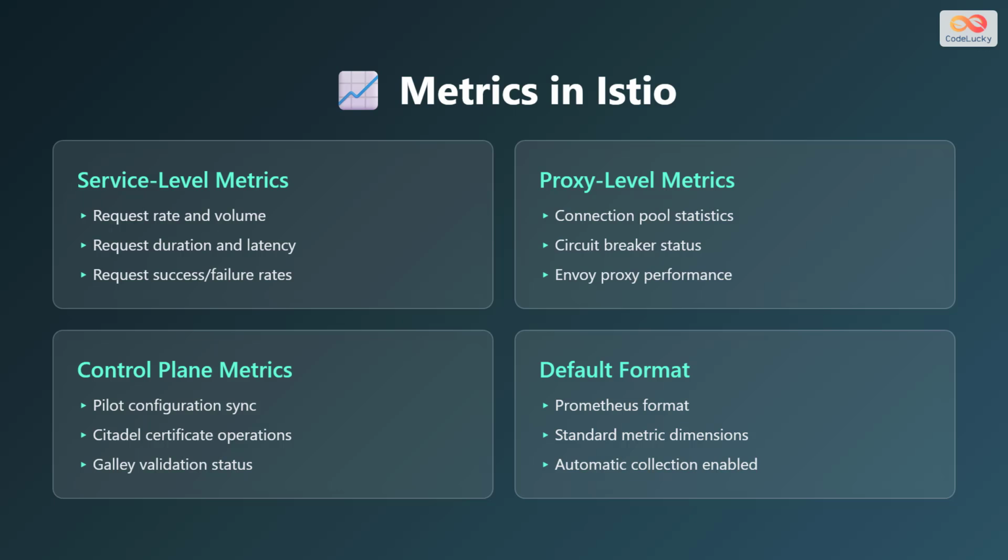Control plane metrics track components like pilot configuration synchronization, Citadel certificate operations, and Galley validation status. All metrics are automatically generated in Prometheus format with standard metric dimensions, and collection is enabled by default without requiring any manual configuration.